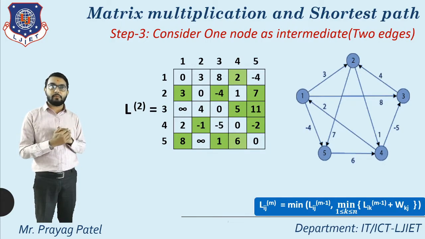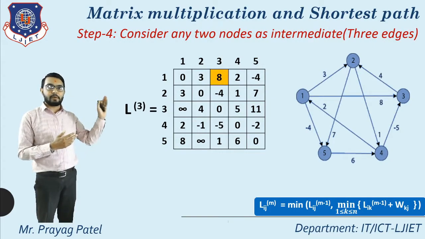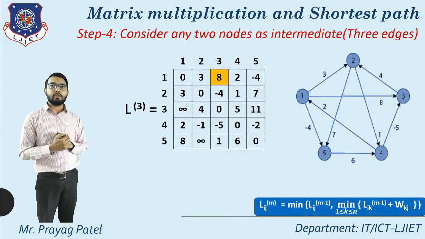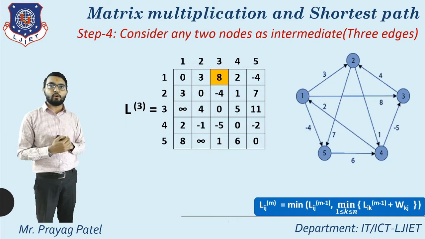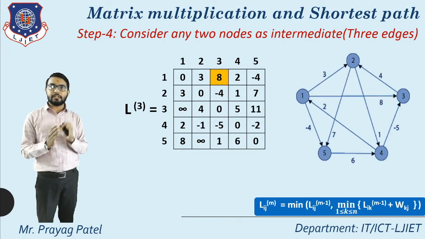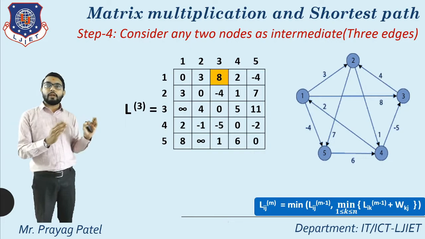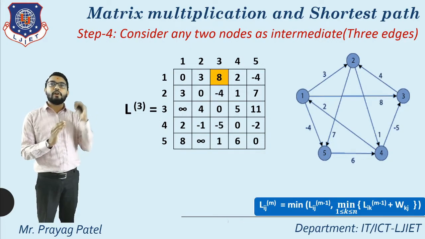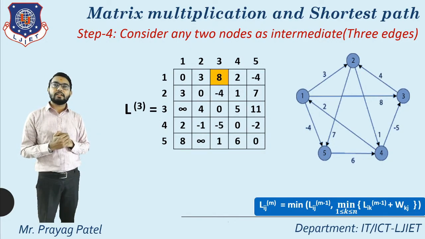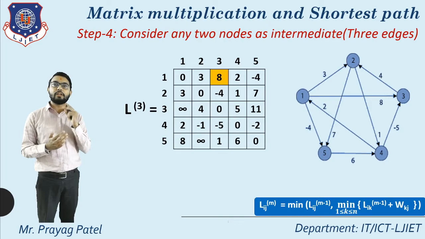Now two nodes as intermediate nodes means consider 3 ACs. So here consider the next step, step number 4. Consider any two nodes as intermediate nodes, means consider 3 ACs. So consider the table name as L3. Initially L0, then L1, then L2. Here consider L3. Now according to this we find the distance from 1 to 2, considering two nodes as intermediate nodes. So here check whether a 1 to 2 path is available for two intermediate nodes.